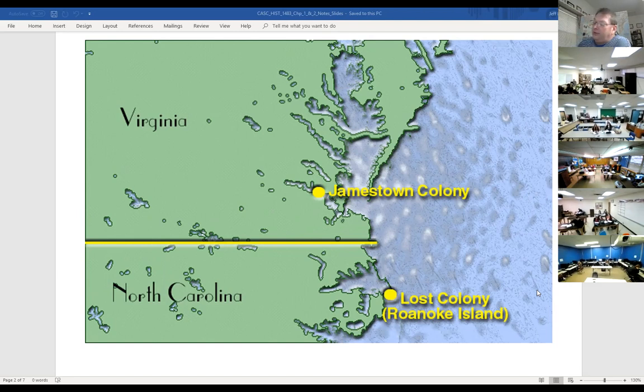So 38 were left, and upon the scene, or one of the men, was Captain John Smith. Probably heard of him. And he led the colony to survive. He was a military leader, and he enforced that everyone had to work or they wouldn't eat. So that was good, and helped them through 1608.